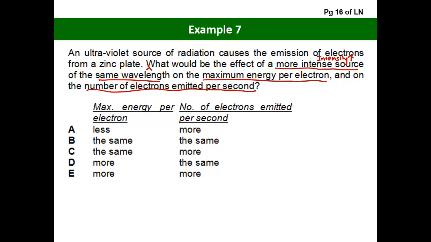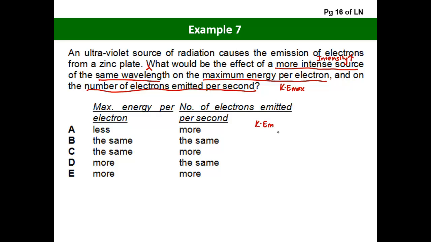So what's the maximum energy per electron? We know that is your maximum kinetic energy of the electrons liberated. We are also interested in the number of electrons emitted per unit time. So how shall we go about doing it? Let's look at what we have. Now let's look at KEmax first.